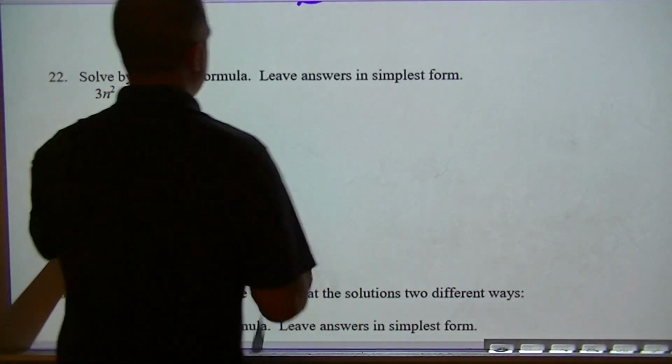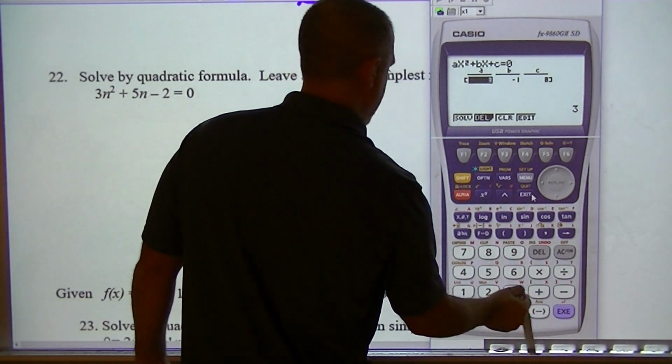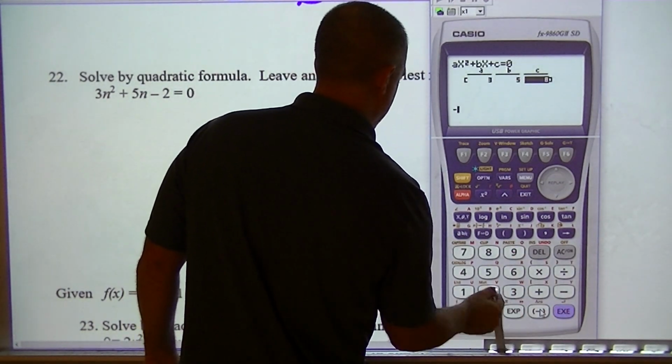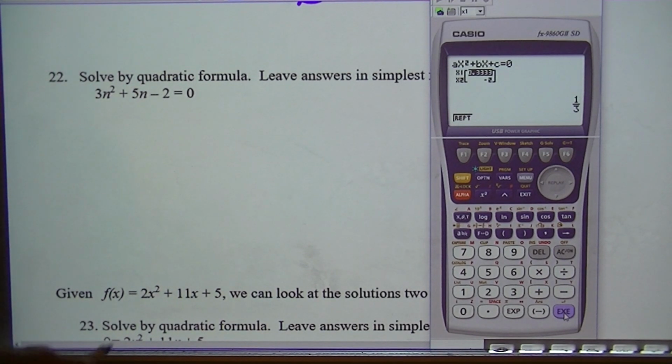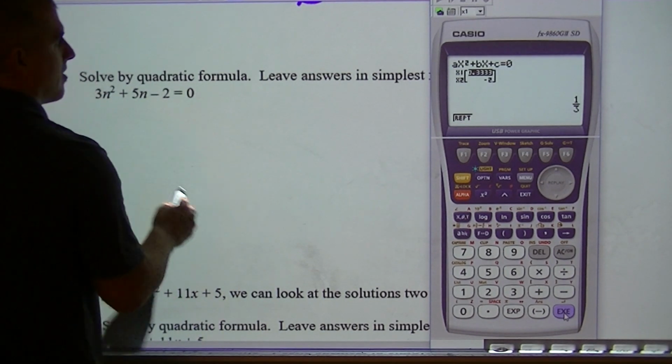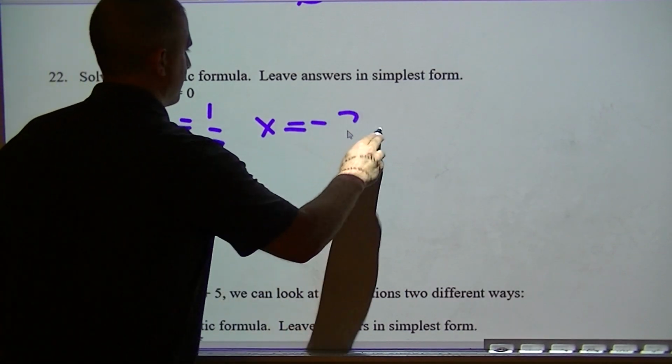Solve by the quadratic formula. Once again, we'll solve whichever is the easiest way. So I'll go 3, I'll go 5, I'll go -2. The only thing you have to worry about in my class is how to set up with the quadratic formula. So my answers there are 1/3 and -2.